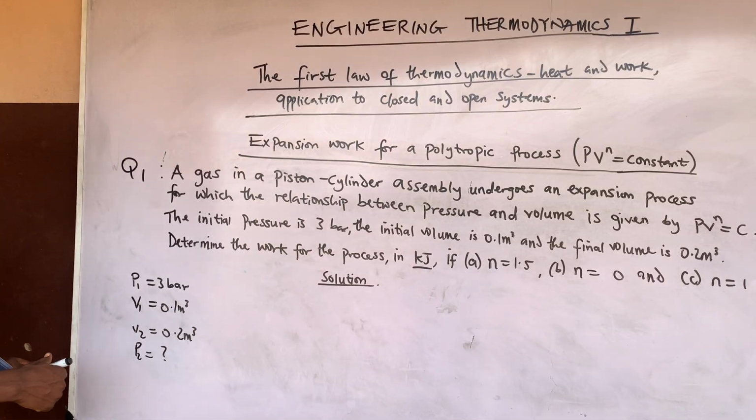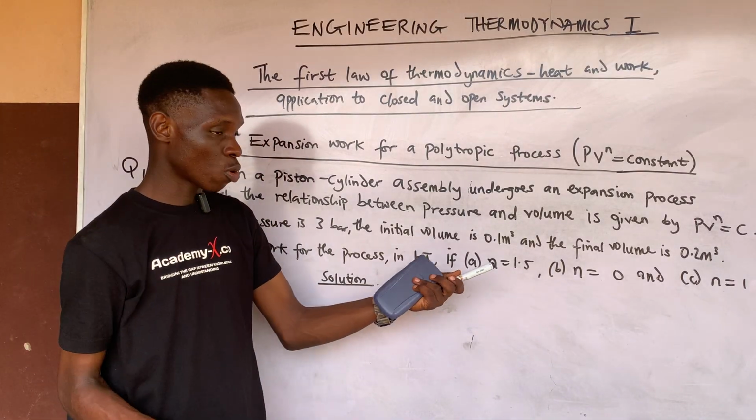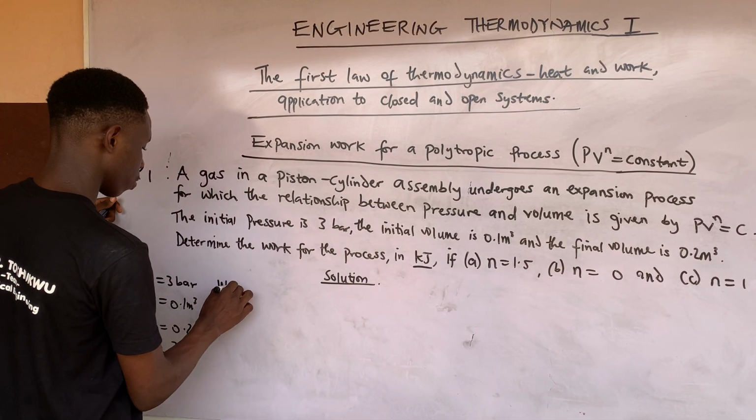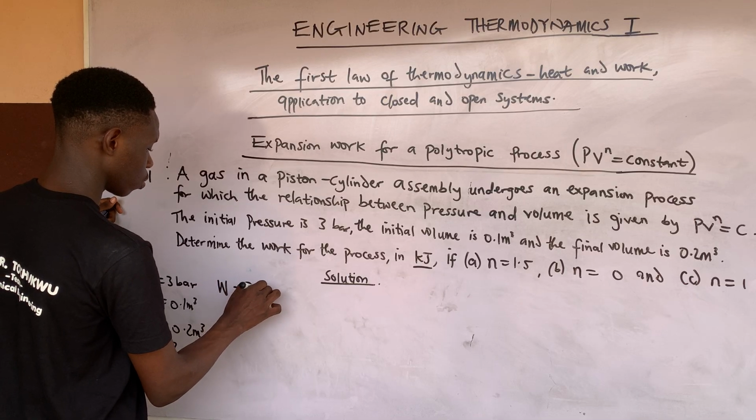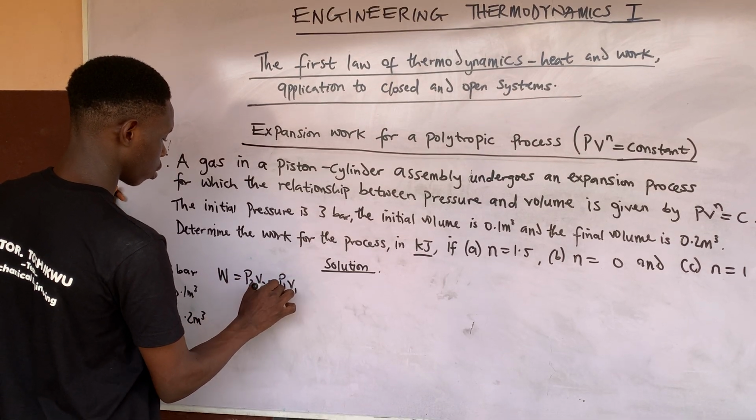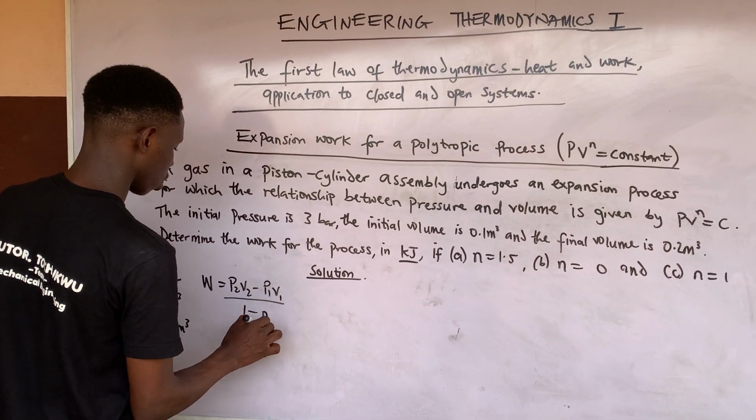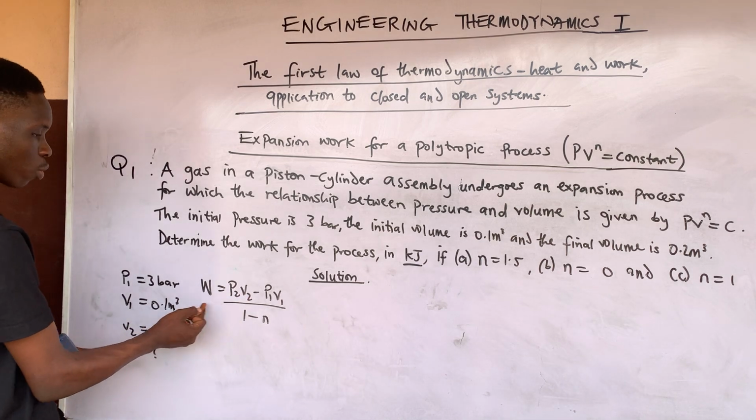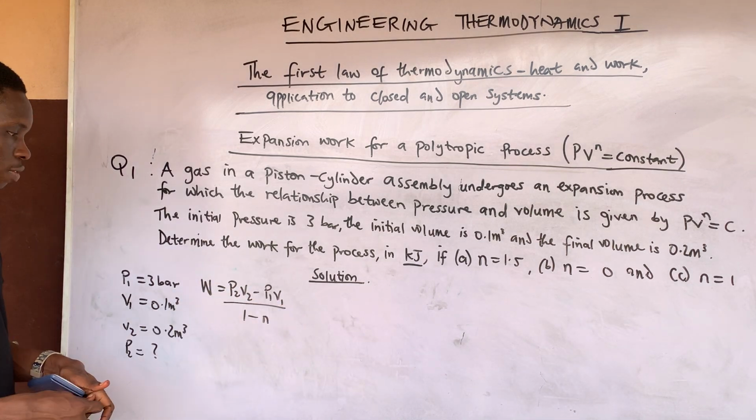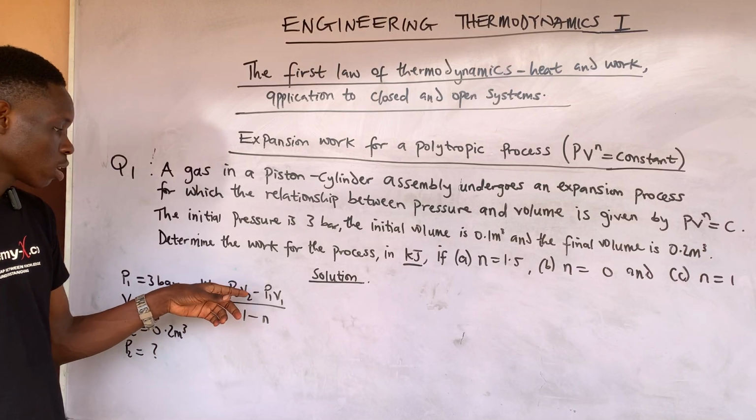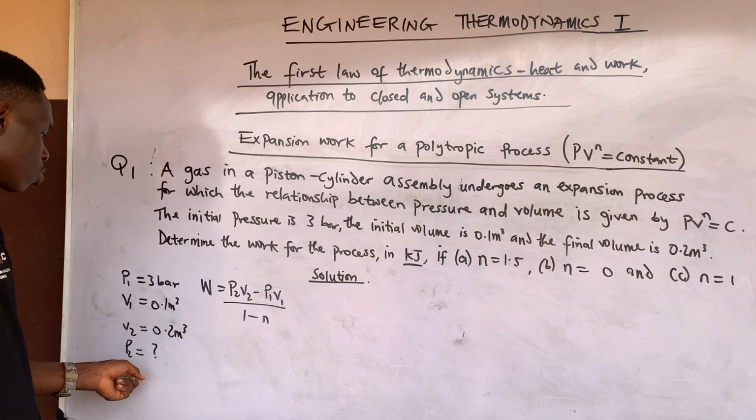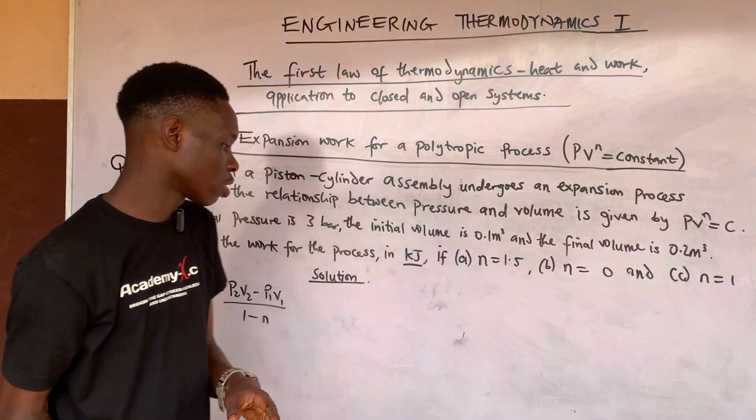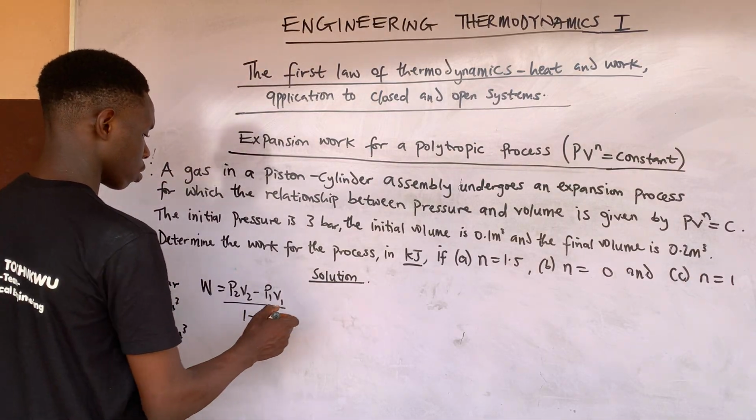Now we have to find the work for the process in kilojoules if n equals 1.5 for the first case. From our formula, we have that W equals (P2V2 minus P1V1) over (1 minus n). I have my V2, my V1, and my P1, but something is missing to calculate W: our P2. P2 is not known yet, but we can calculate it from the relationship between the pressure and the volume for the process.